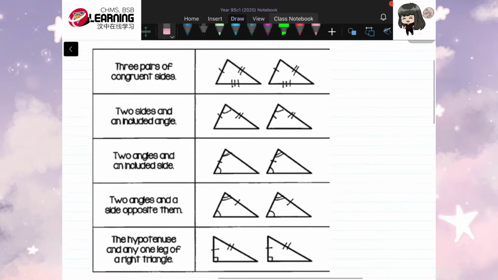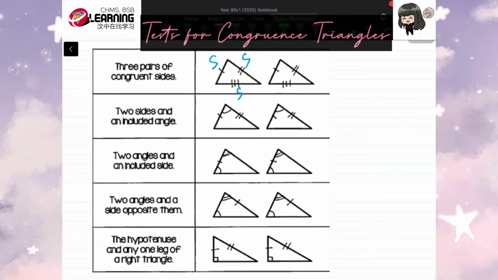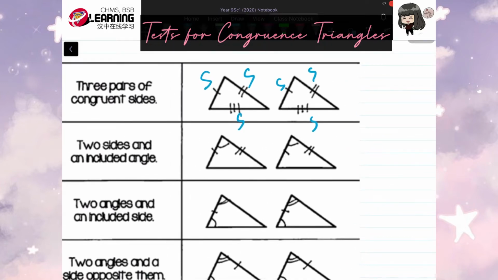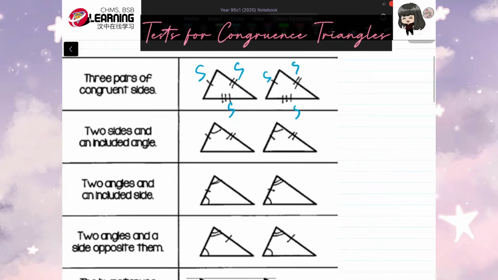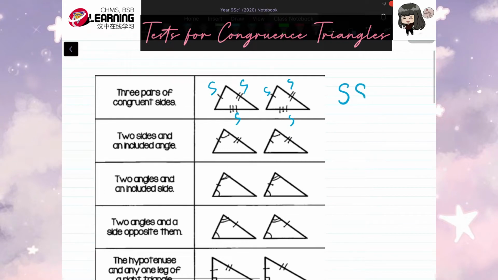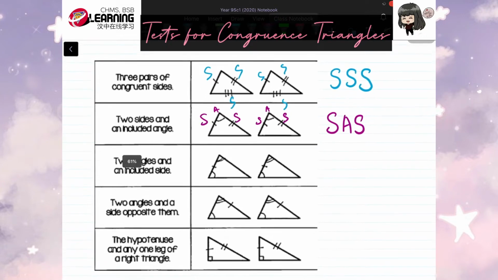If we are given all 3 sides, we call it SSS because both triangles are given only sides. Please take note that for this first part, they are not giving any angles, only sides. So if we are given 3 pairs of congruent sides, 3 corresponding sides are equal, this is under S, and this confirms that they are congruent. Besides SSS, we have side angle side, where we are given 2 sides and 1 included angle, to guarantee the congruency of the 2 triangles.